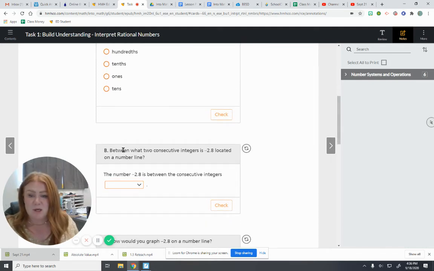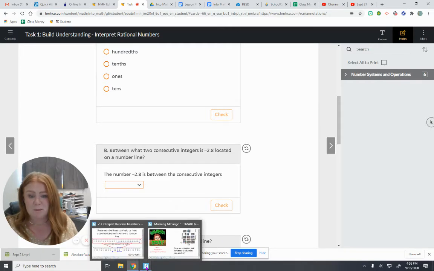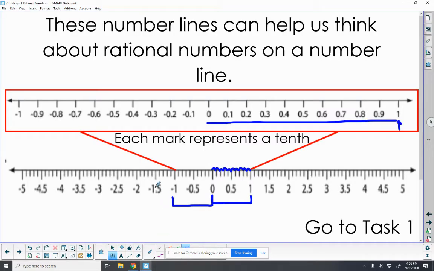So now it wants to know between what two consecutive integers is negative 2.8 located on a number line. So we are going to pull this back up and we're going to think of negative 2.8. So I can see negative 2.5, 2.6, 2.7, 2.8 is right here. So then I'm looking for the whole numbers. So I can see that negative 2.8 is between negative 2 and negative 3.